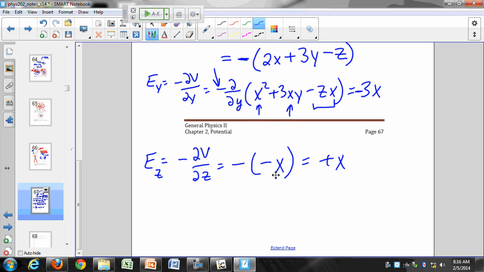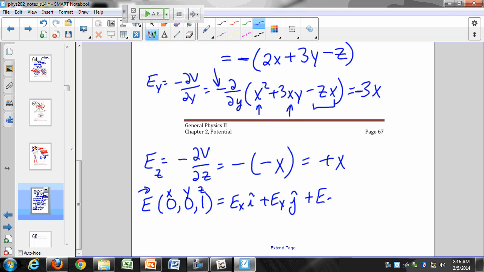All right. Now, let's say that we want to know what is the electric field at coordinates 0, 0, 1. At x equals 0, y equals 0, and z equals 1. That's going to be Ex in the i direction, plus Ey in the j direction, plus Ez in the k direction. Y'all familiar when I say ijk?